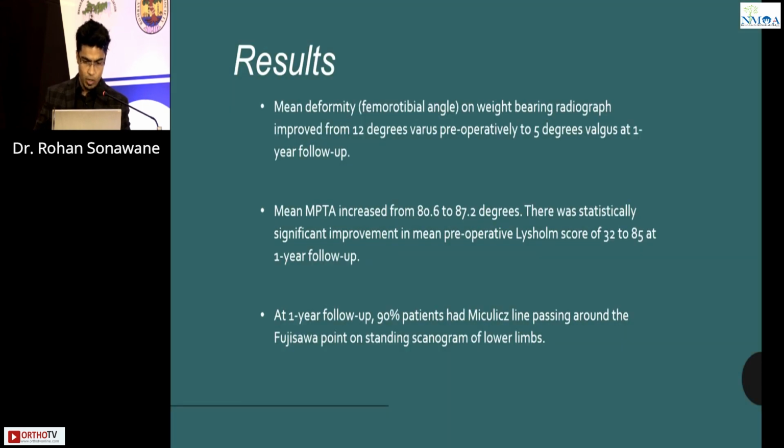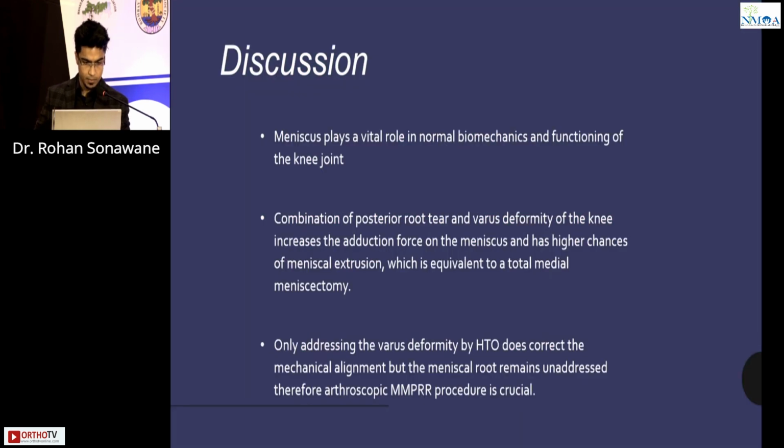Result: mean deformity, the femorotibial angle on weight-bearing radiographs, improved from 12-degree varus pre-operatively to 5-degree valgus at 1 year follow-up. The mean medial proximal tibial angle increased from 80.6 to 87.2. There was a statistically significant improvement in mean pre-operative Lysholm score from 32 to 85 at 1 year follow-up. At 1 year follow-up, 90% of the patients had the Mikulicz line passing around the Fujisawa point on scanogram.